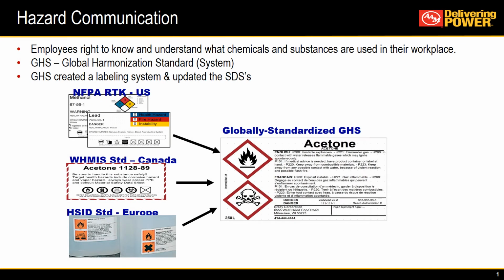The next topic that we'll deal with is hazard communication. Each of us as employees have a right to know and understand what chemicals and substances we have around us in our workplace. The GHS, or Global Harmonization Standard, is a system that has been developed across the world to help communicate hazards in the workplace.